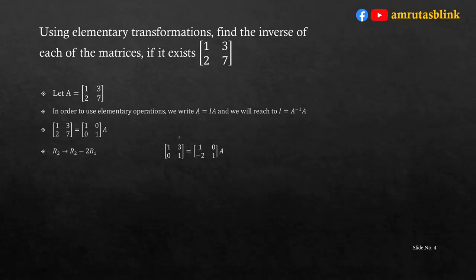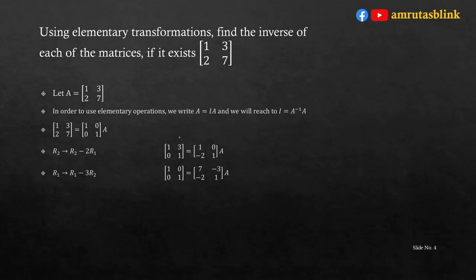On the right hand side, the first row stays as it is, 1, 0, and for the second row, first column, 0 minus 2 into 1 is equal to minus 2, and 1 minus 2 into 0 is equal to 1. So in this step we have got 1, 3, 0, 1 equals 1, 0, minus 2, 1 into A.